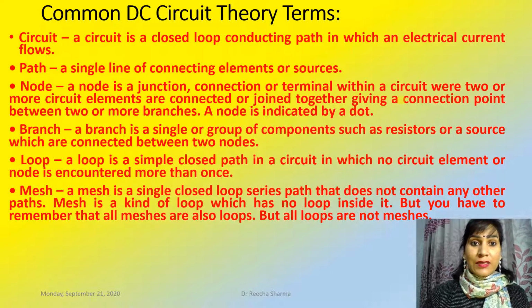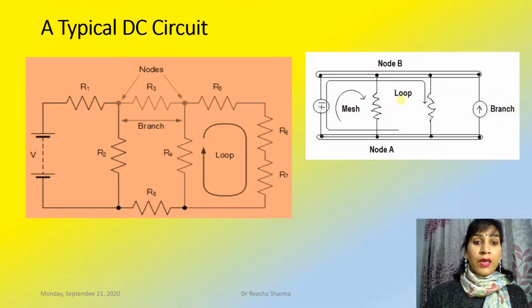All the terms are discussed in the diagram. Here, this diagram shows a DC circuit in which we have resistances and a voltage source. First of all, the node. When the different components, as shown in the figure, resistances R1, R3 and R2, are connecting at this point, this becomes a node. Similarly, resistances R3, R5 and R4 are connected at this point. This becomes a node. So we have these two nodes in this circuit.